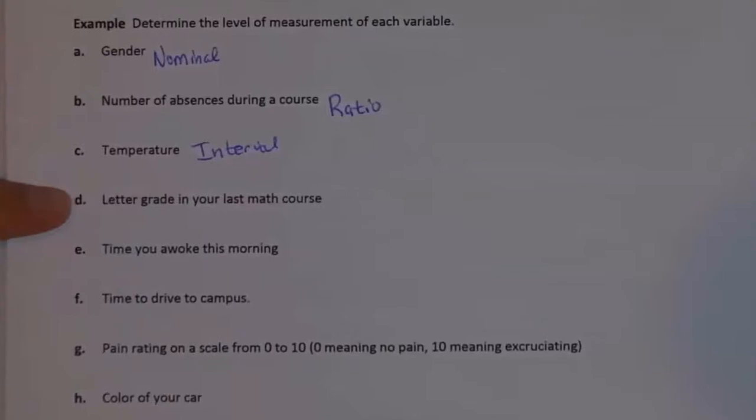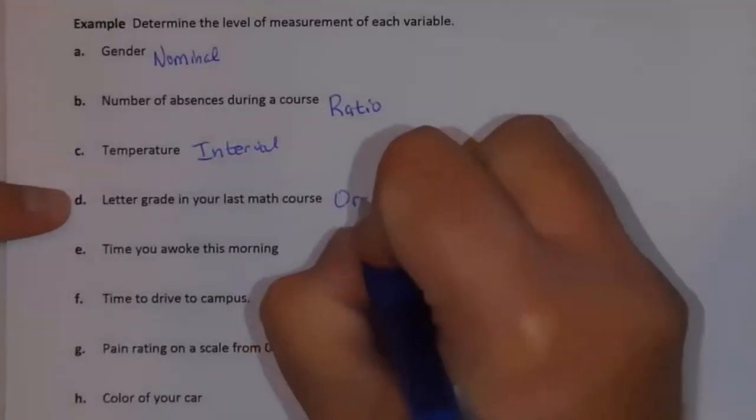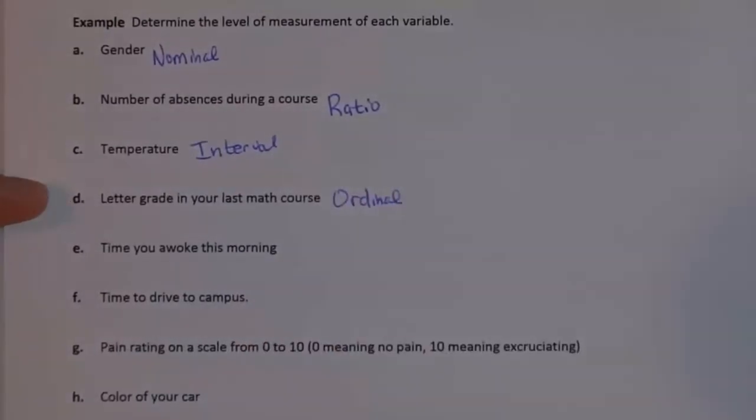Letter grade in your last math course. So again, there's a ranking. What are the possibilities? A, B, C, D, F. Well, obviously an A is better than a B, but there's no absolute meaning between the difference of an A and a B. I mean, it could be that one person gets a B because they had an 89% and the person gets an A because there's a 90%, so that's a difference of 1%. Whereas it could be another person has 80% and a person with an A has a 99%. So there's no absolute meaning in the differences in those letter grades.